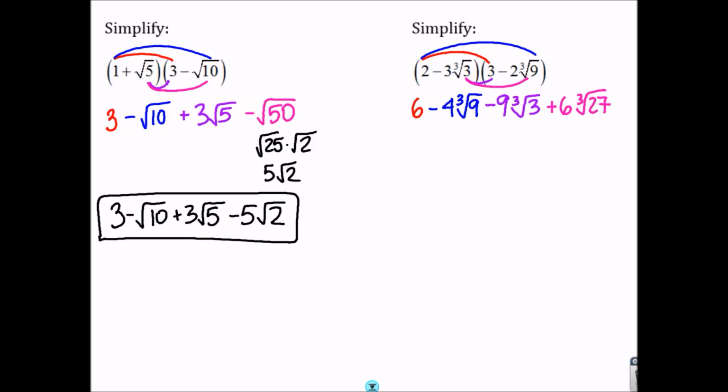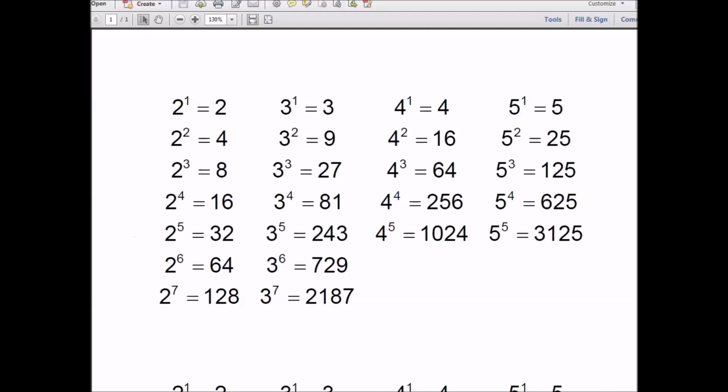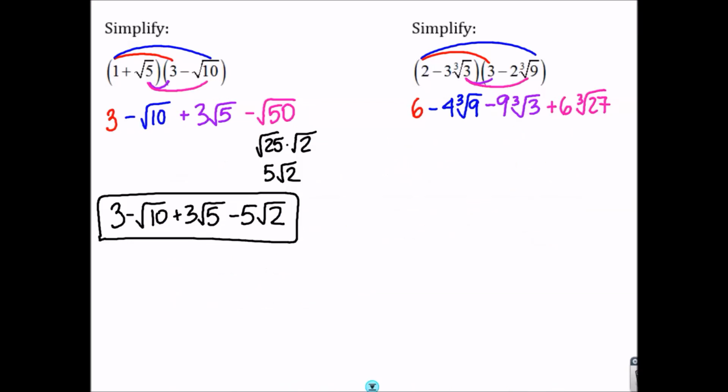So again, we need to see if we can simplify any of the radicals. Cube root of 9 cannot be simplified, cube root of 3 cannot be simplified, but cube root of 27 can. If we look at our power sheet, 3 cubed gives you 27, so the cube root of 27 is 3. So this can be simplified to 6 times 3, which is 18. So when we go to combine our like terms, all we can do is add the 6 and the 18. We end up with 24 minus 4 cube root of 9 minus 9 cube root of 3.